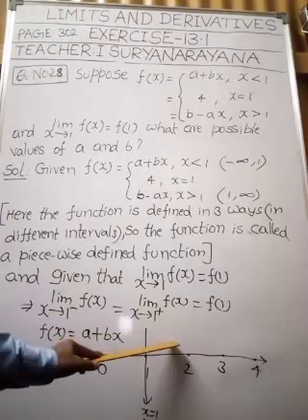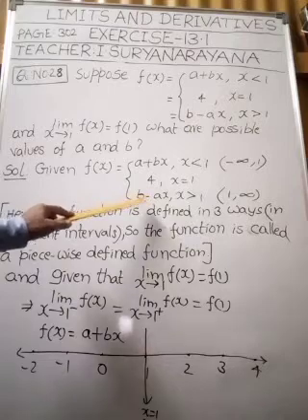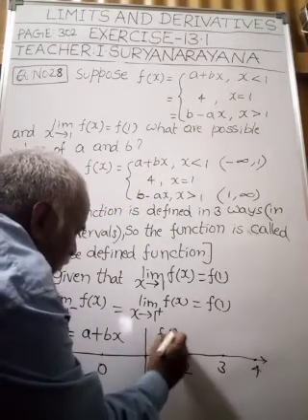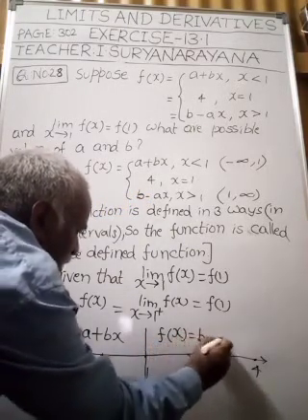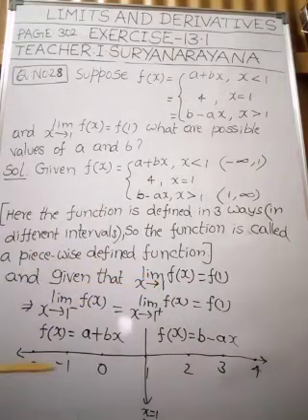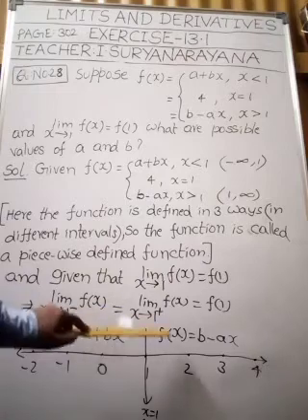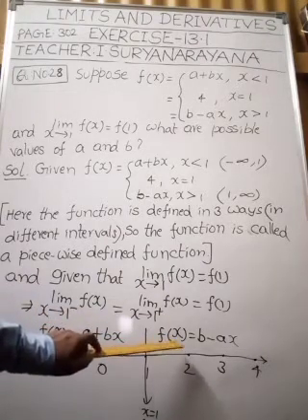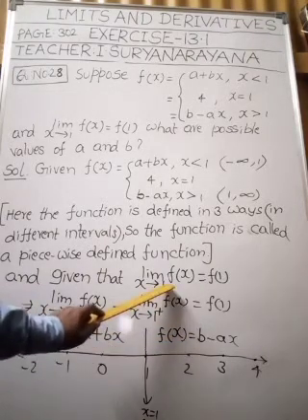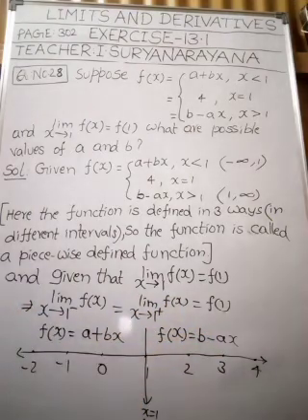Come to the right hand limit, right side, x greater than 1. How is the function defined? f of x is equal to b minus ax. So when you are finding left hand limit of this function f of x at x is equal to 1, we have to consider this function only. When you are finding the right hand limit of f of x at x is equal to 1, we have to consider this function only. Understood this point, my dear children? Right.